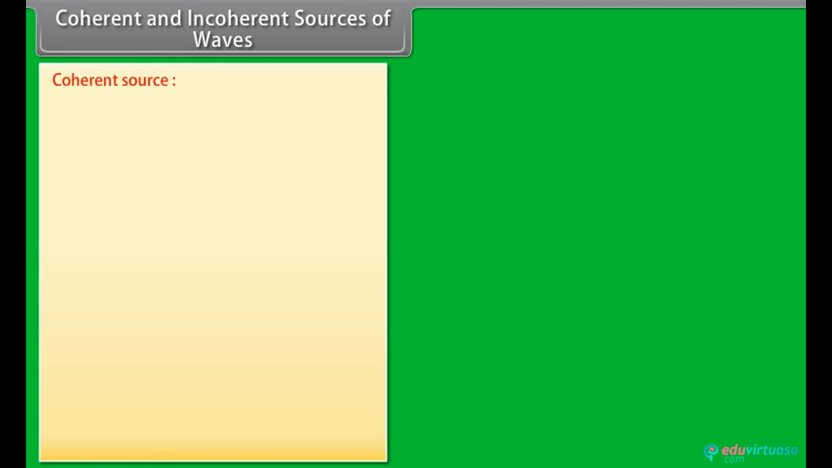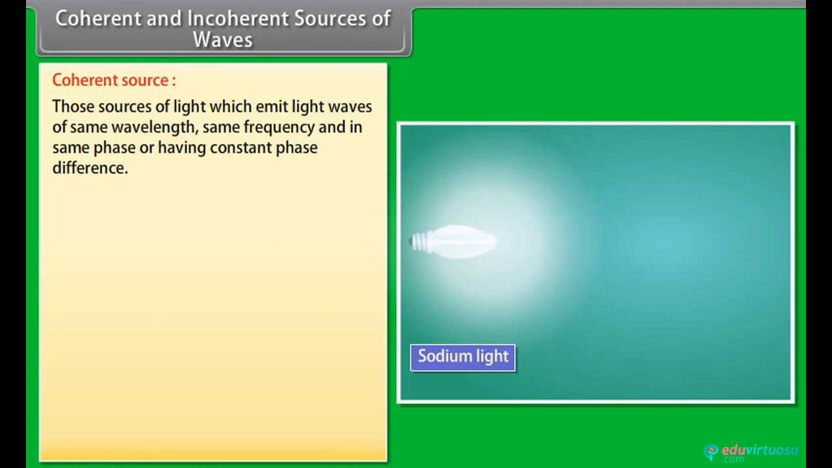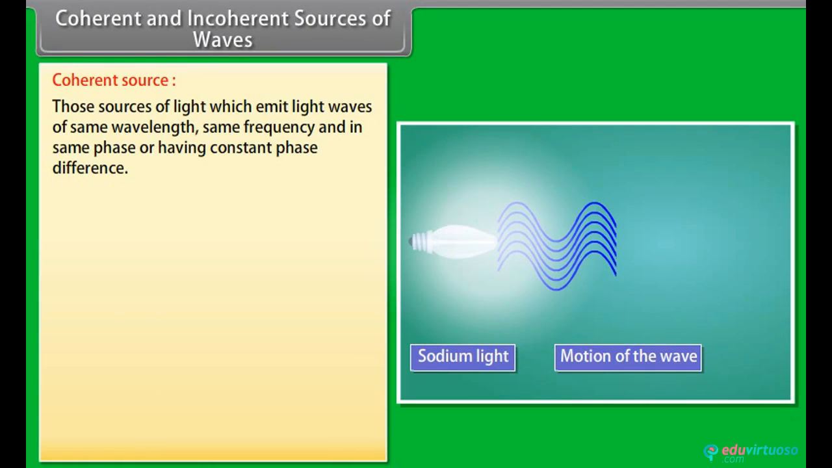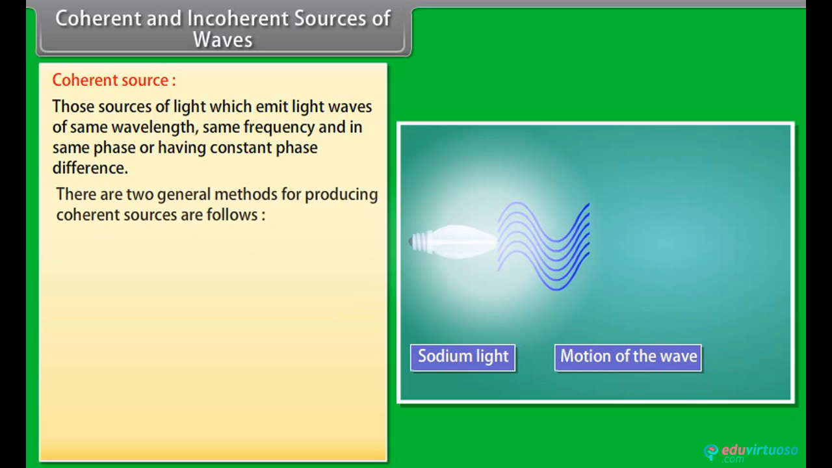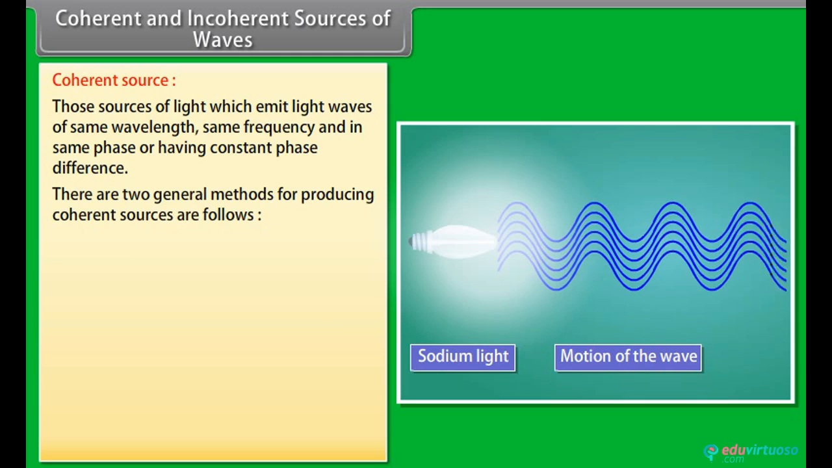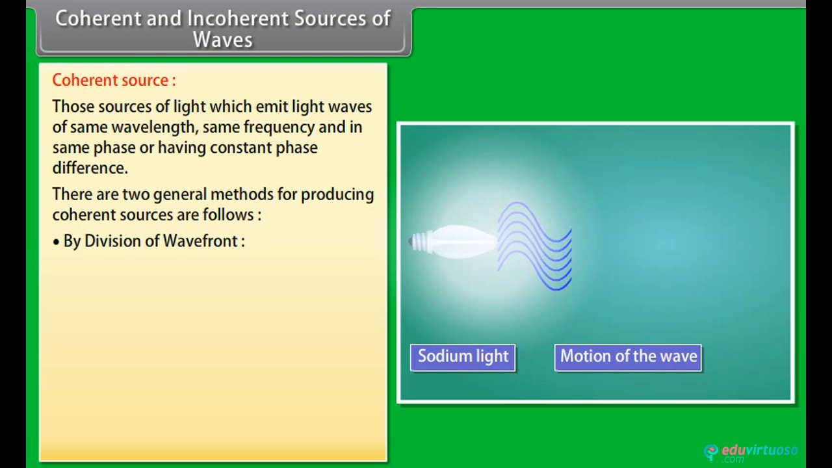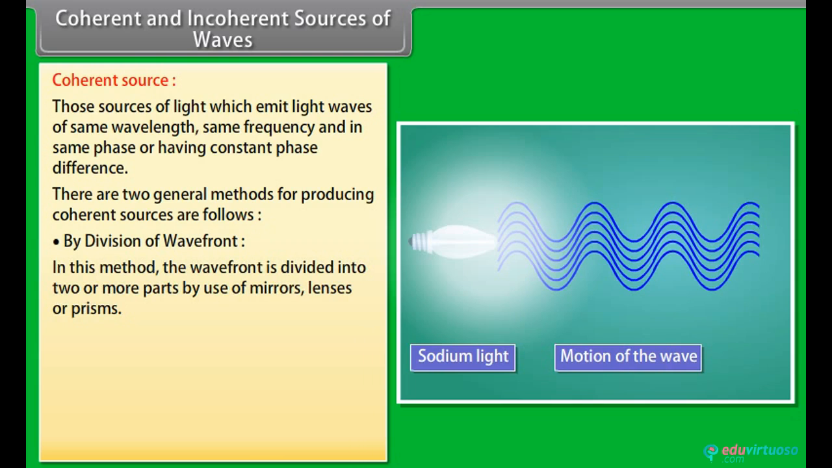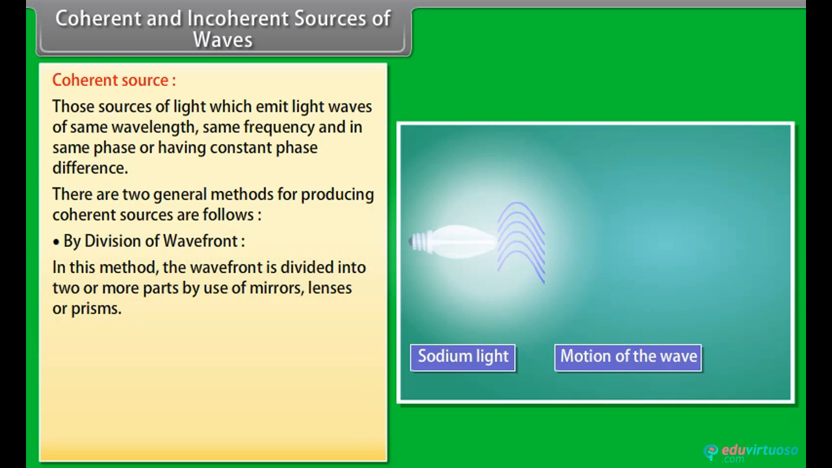Coherent and incoherent sources of waves. Coherent sources of light are those sources of light which emit light waves of the same wavelength, same frequency, and in the same phase or having constant phase difference. There are two general methods for producing coherent sources. By division of wavefront. In this method, the wavefront is divided into two or more parts by use of mirrors, lenses, or prisms.